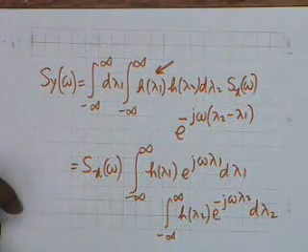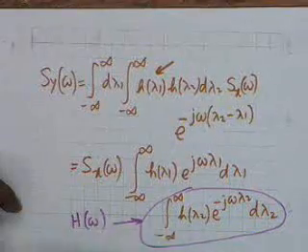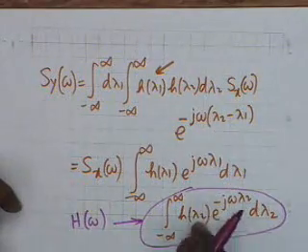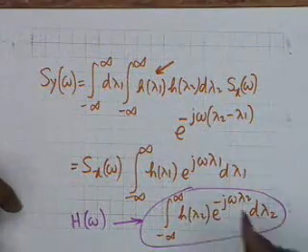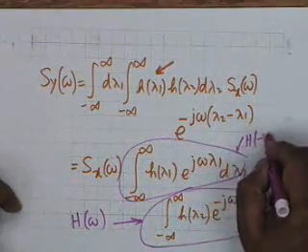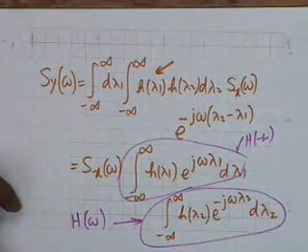I have separated the two integrals because lambda 1 and lambda 2 are independent of each other. And if you notice carefully, what is this? Isn't this simply equal to H of omega, that is the Fourier transform of h of lambda? Lambda 2 is a dummy variable, all right. And what is this? H of minus omega. And we know that this is the complex conjugate of the other.